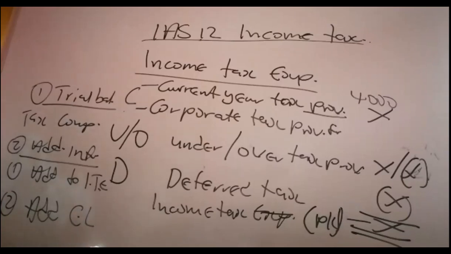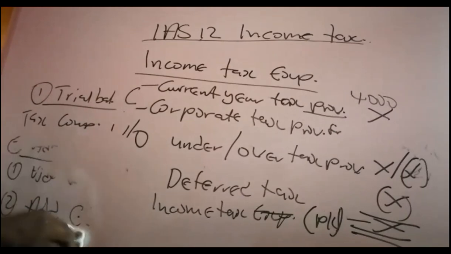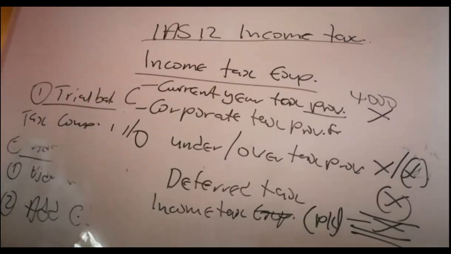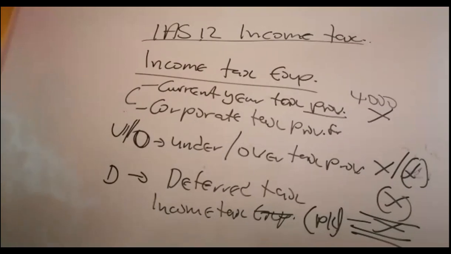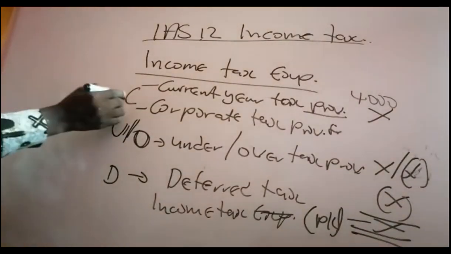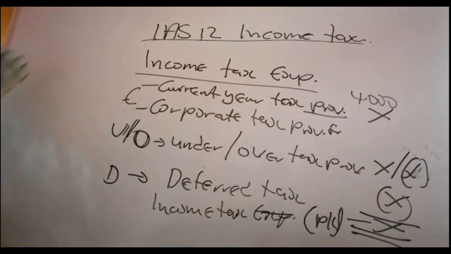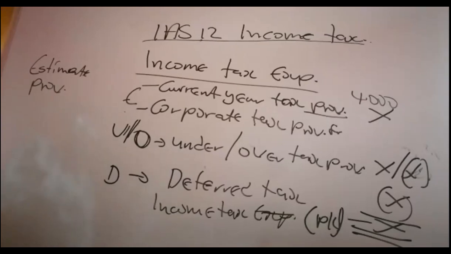Now let's go to the next aspect, which is the under or overtax provision. Great. Good. Now we said that the current year tax is an estimate. Is what? An estimate or a provision. It's a guesswork. Good. It's not the actual.